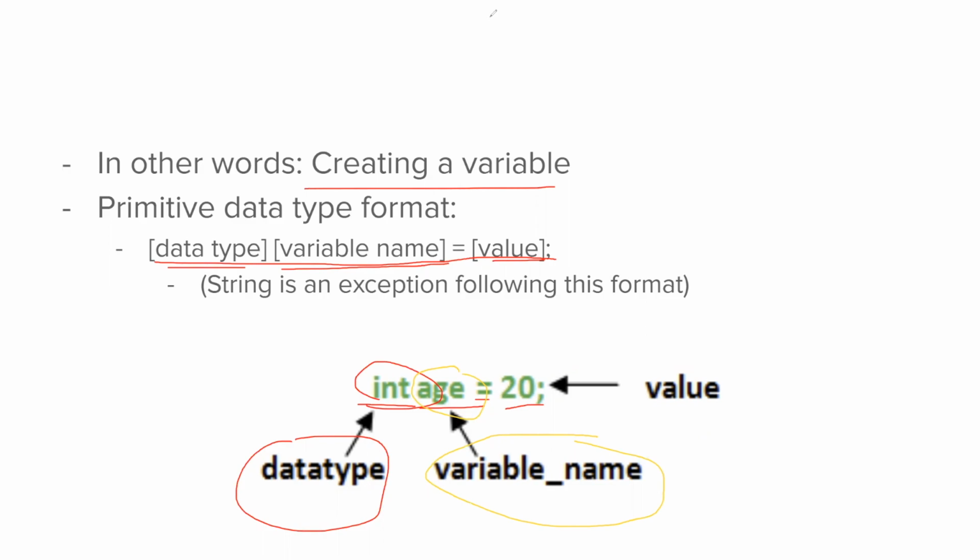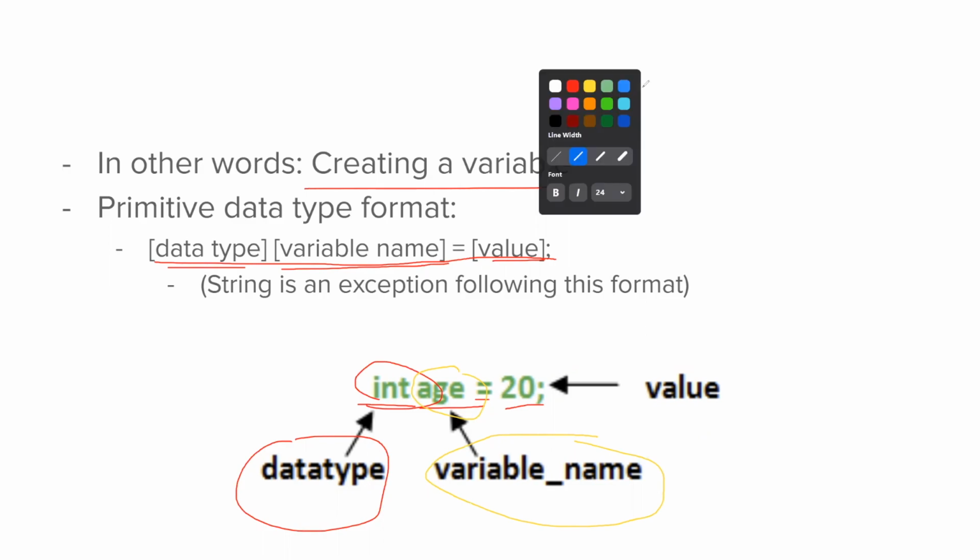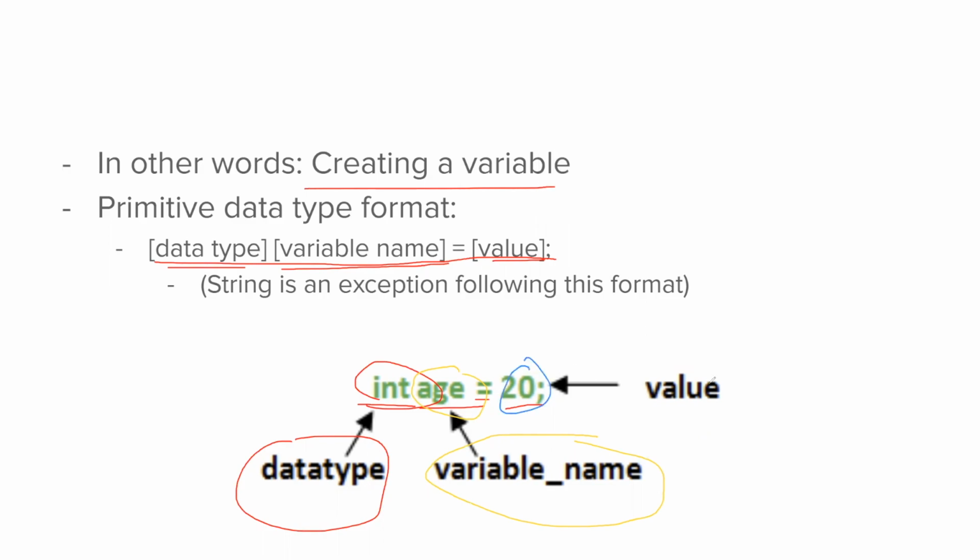Variable name can be anything, right? And then the value is 20. So it'll always follow this format. Value, data type, and variable name must be in here. Nothing more, nothing less. So this is the format you have to follow for primitive data types.